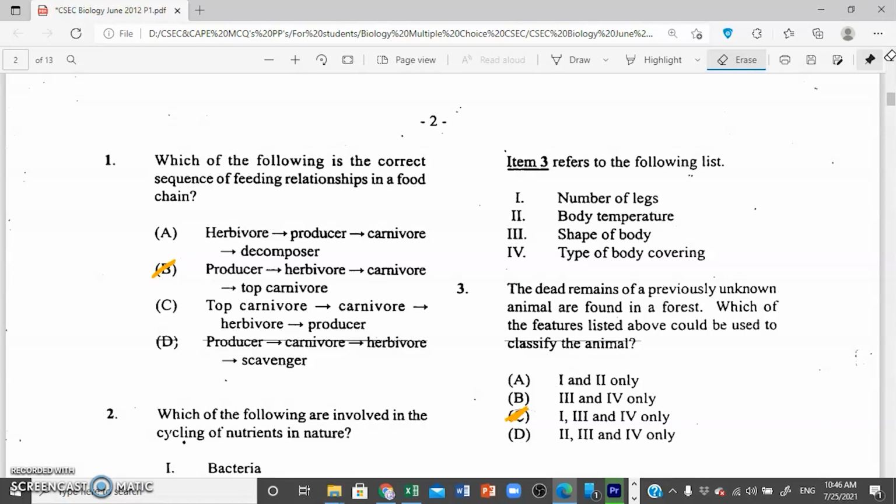Which of the following is the correct sequence of feeding relationships in a food chain? The answer here is B: producer, herbivore, carnivore, and top carnivore.